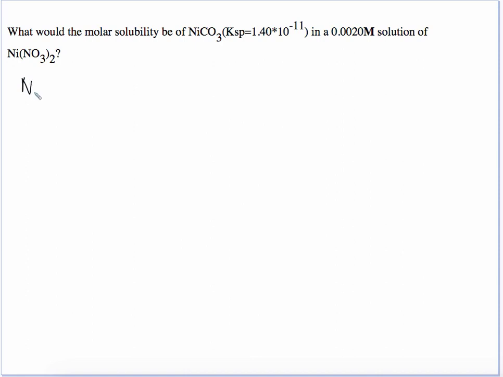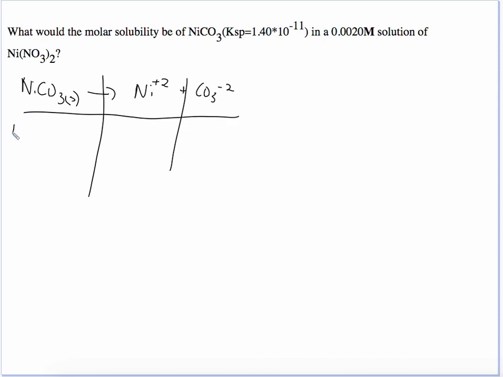All right, so here's how you would do this one. So nickel carbonate. You would write the dissociation or dissolution equation for nickel 2 carbonate. So it's going to be nickel plus 2 plus carbonate minus 2. All right, then you make your ice table. And solids don't matter.